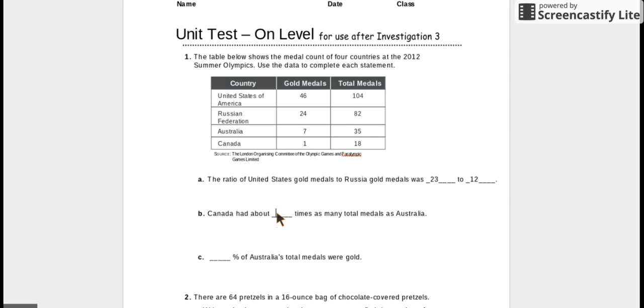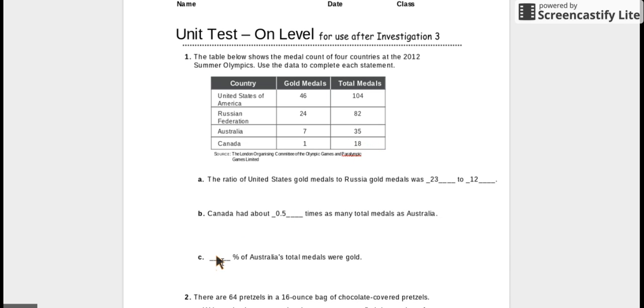And that gives us just about 0.51 or 51 hundredths. But it's asking about, so we could leave it there, or we could say about 50 hundredths or 5 tenths. But really what it's saying is Canada had about half times as many total medals as Australia. Again, when we read that, we're saying that if we look at Australia's total medals, half of that would be Canada's total medals. So about half of 35 is 18.